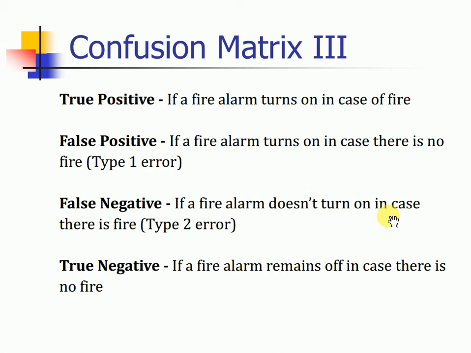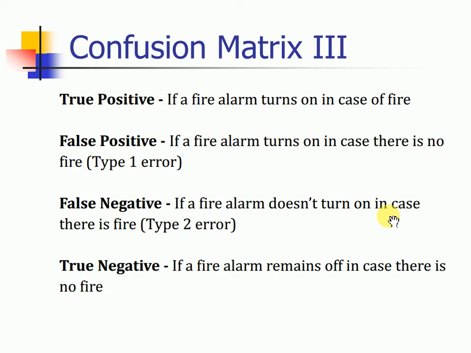False positive case is the case wherein a fire alarm turns on but there is no fire at all in the building. So that is false positive, which is called type 1 error. Type 1 error is not very harmful in most of the scenarios, in fact.